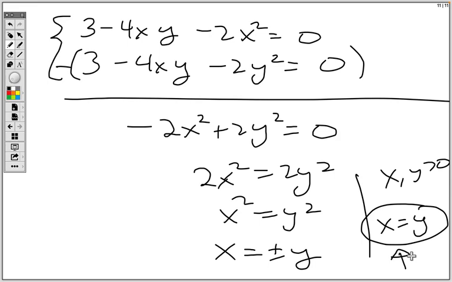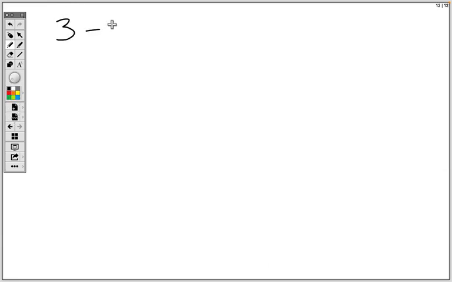Okay. Now, once you get x equals y, you can go back and then plug it into either one of these equations. So we can take this now and plug it back into here, and that'll give us what the x is.